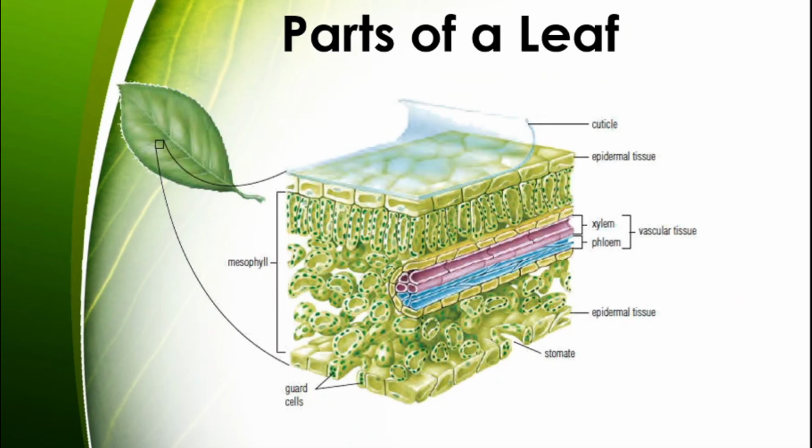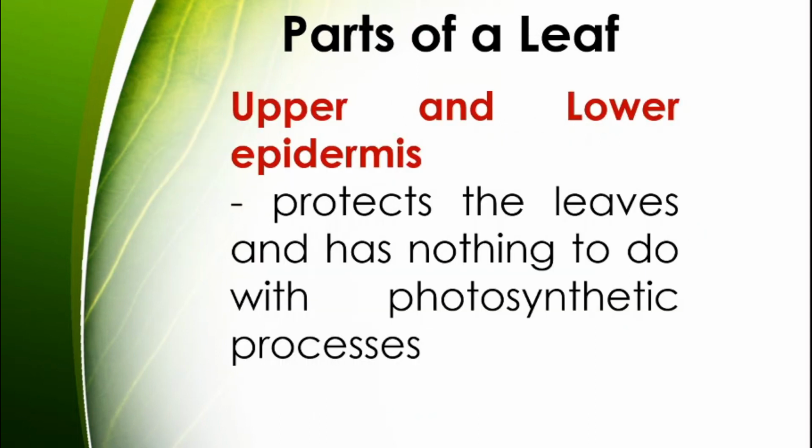So as you can see here in the picture, it has several parts. Okay, so let's start with the first part. So we have this first part, the epidermis. We have 2 layers of epidermis for a leaf. Okay, the upper and the lower epidermis. So obviously the upper epidermis is the one found on the top side of the leaf, and then the lower epidermis is at the bottom side of the leaf.